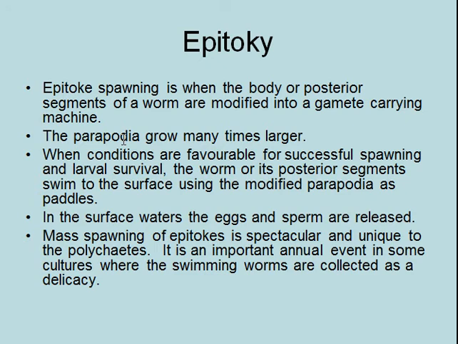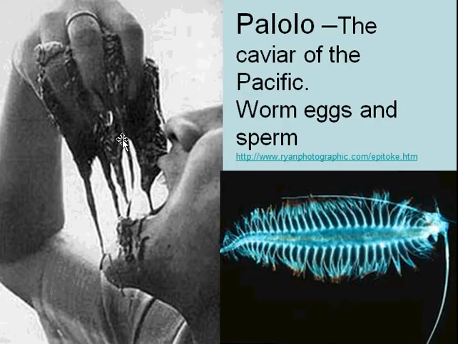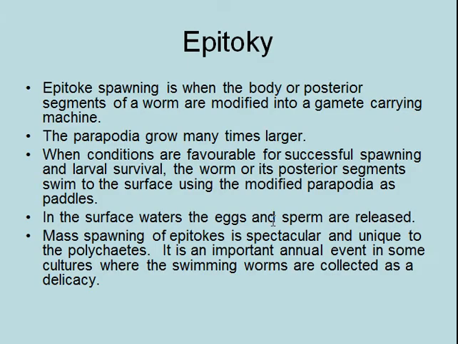And when the conditions are favorable for successful spawning, those segments break off and swim to the surface using those bigger parapodia. And here's a nice picture of it. Big parapodia here with paddles. They look like paddles, and they're good for swimming. And they'll all gather together. So when they get to the surface, there'll be heaps of these things together, and that's a very good way for the eggs and sperm to find each other.